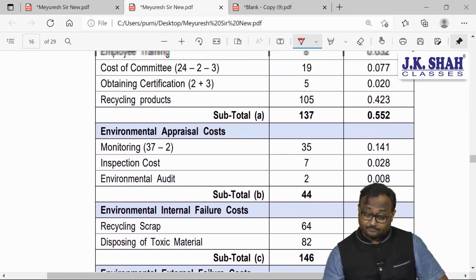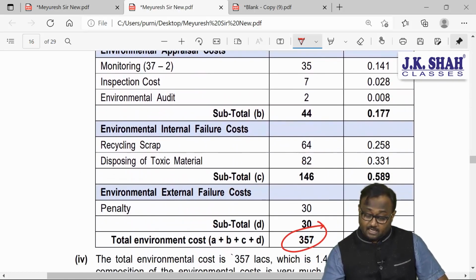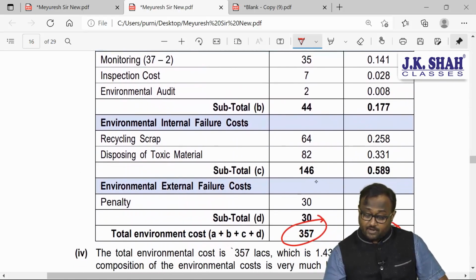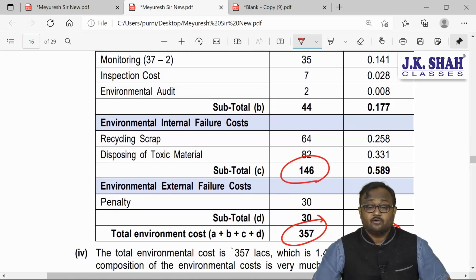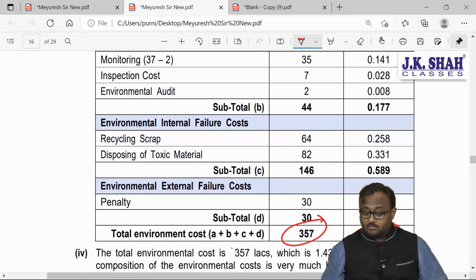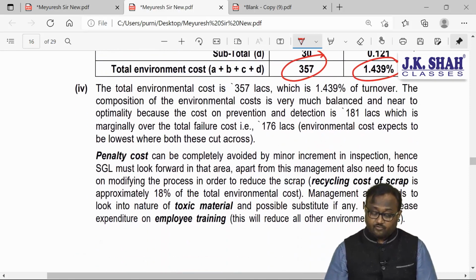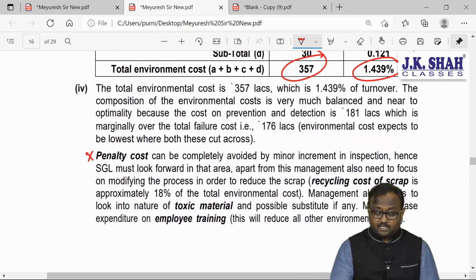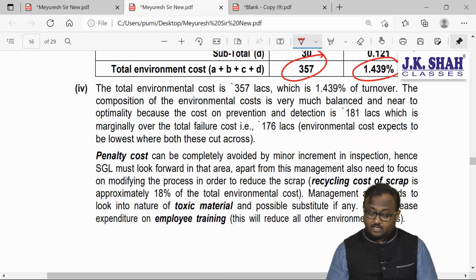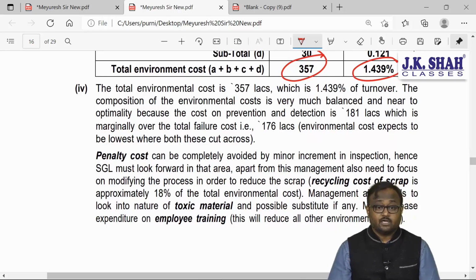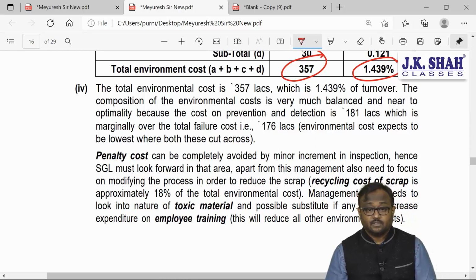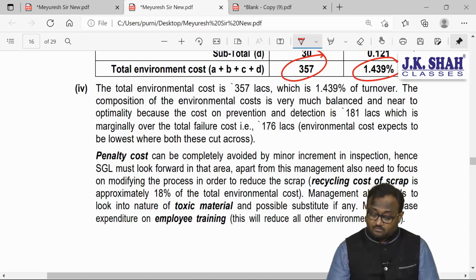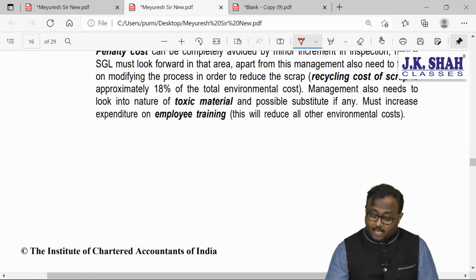And even in that, the major portion is due to internal failure. That means we have to see, penalty was still manageable, but the internal failure needs to be taken care of. Recycling of scrap, toxic material, that is also costing you.